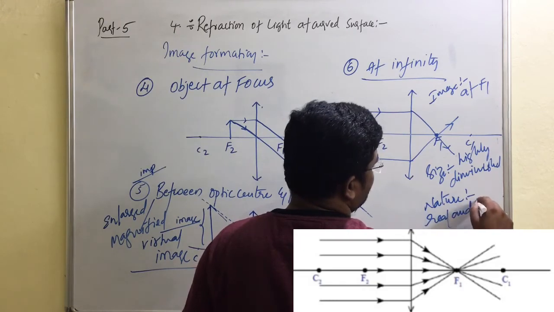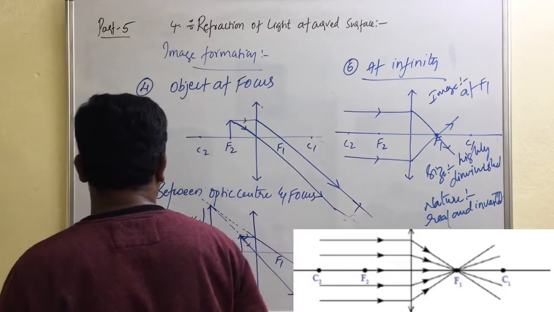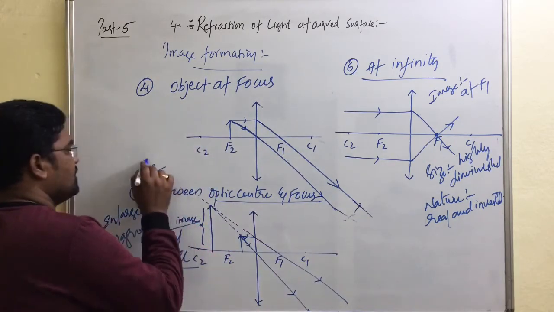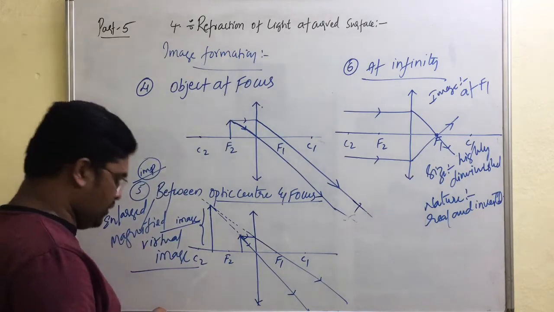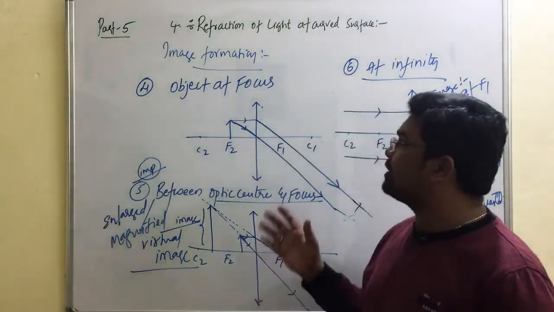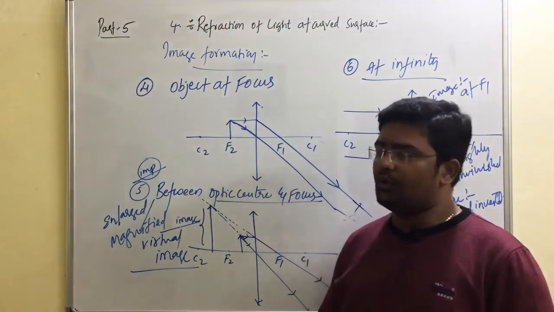Among all the positions, the only one position where we get a virtual image is when the object is between the optic center and focus. So it is an important one, so we need to practice it. So this is the image formation when the object is placed at various positions in front of a biconvex lens.